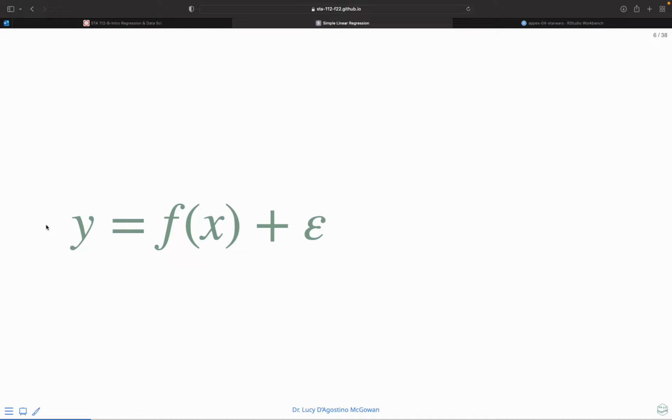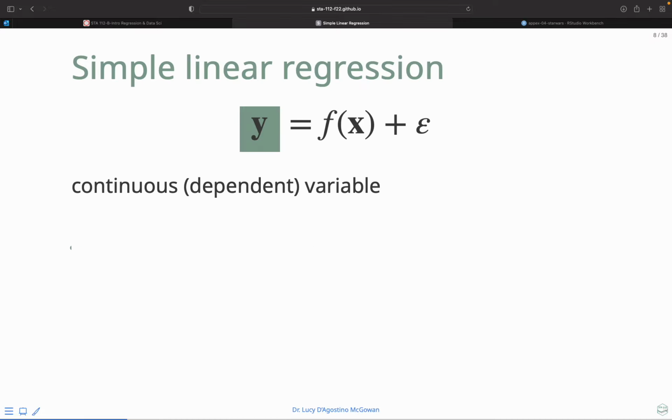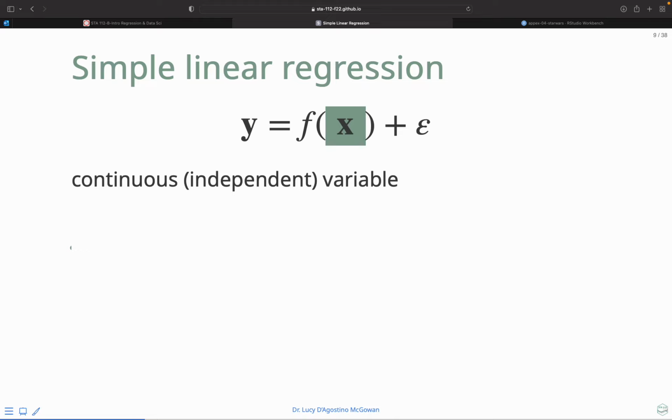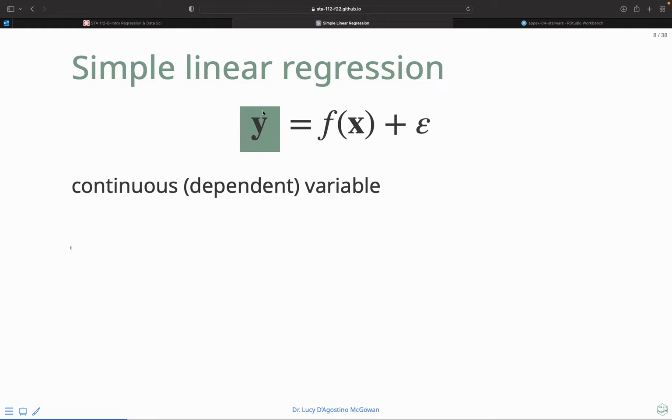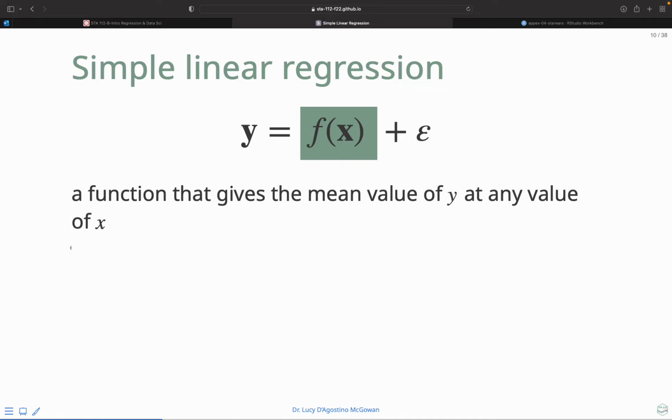For now, we actually have 2 observed variables as opposed to just one: y and x. In the simple linear regression case, y is going to be a continuous dependent variable, and x is going to be a continuous independent variable, because y is dependent on x in the way that we formulated this question. And f of x is going to be a function that gives the mean value of y at any value of x.